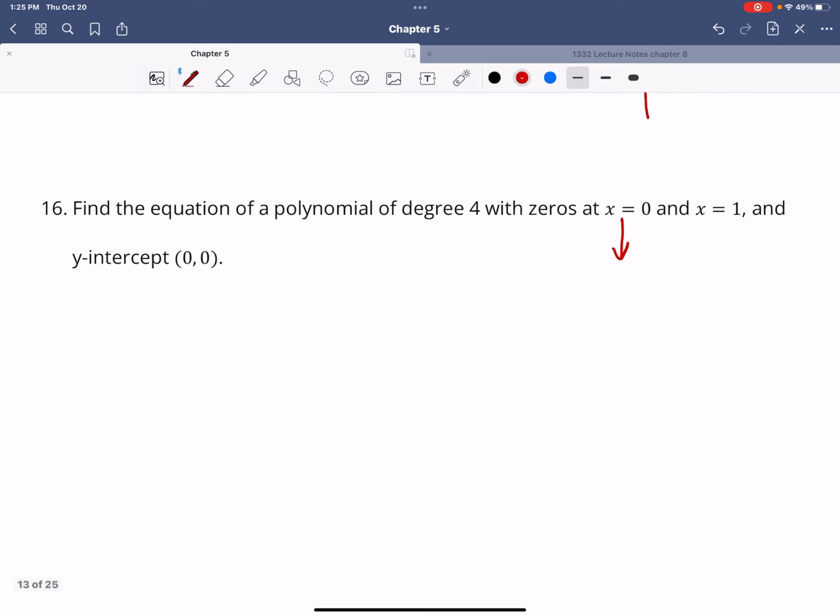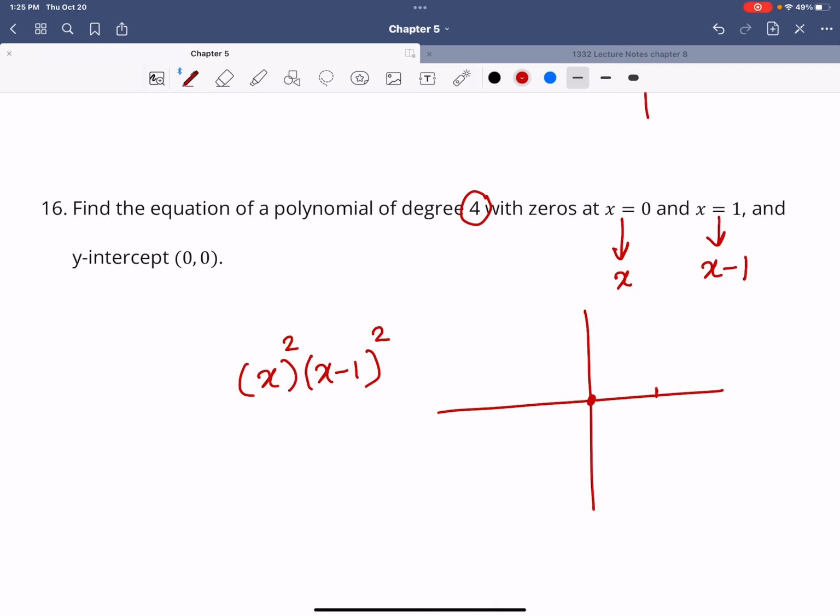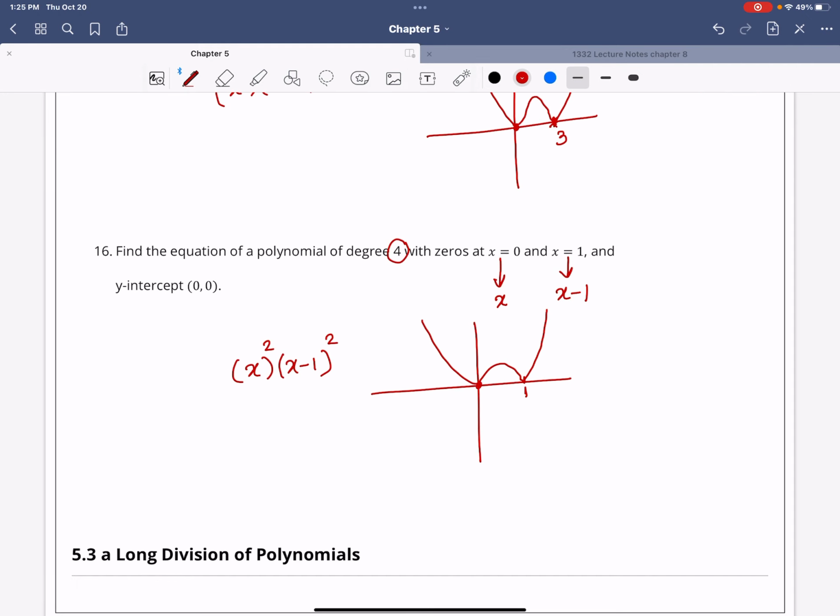X is equal to 0, my factor is x. X is equal to 1, my factor is x minus 1. So again, the same thing. The intercept is 0. The highest degree is 4. That means both of them have to be 2 and 2. It's the same concept there. 0 and 1, right? This is my graph, both ends going up. The only way is bouncing off. Okay? And if you have any questions, don't hesitate.